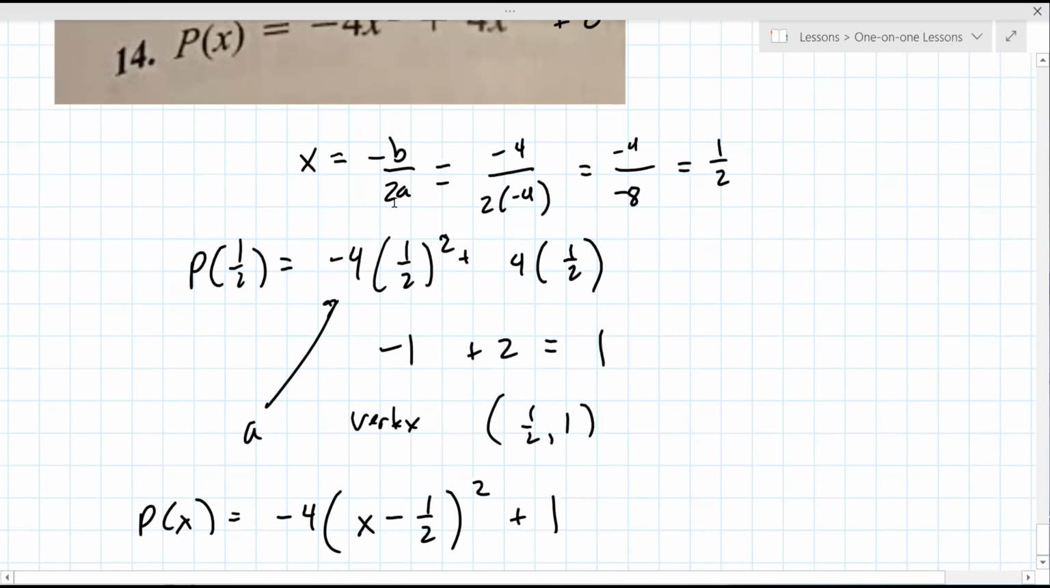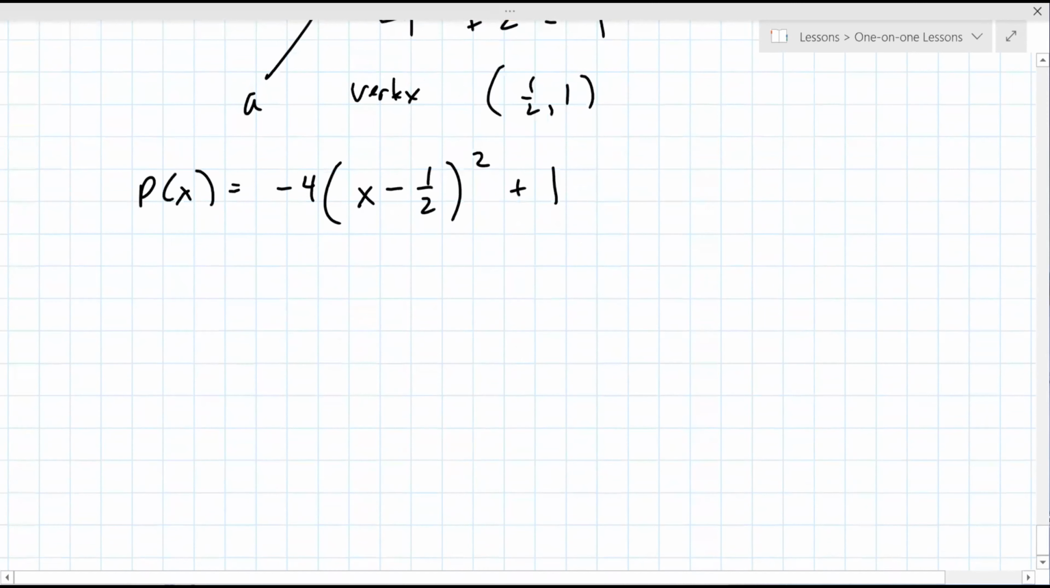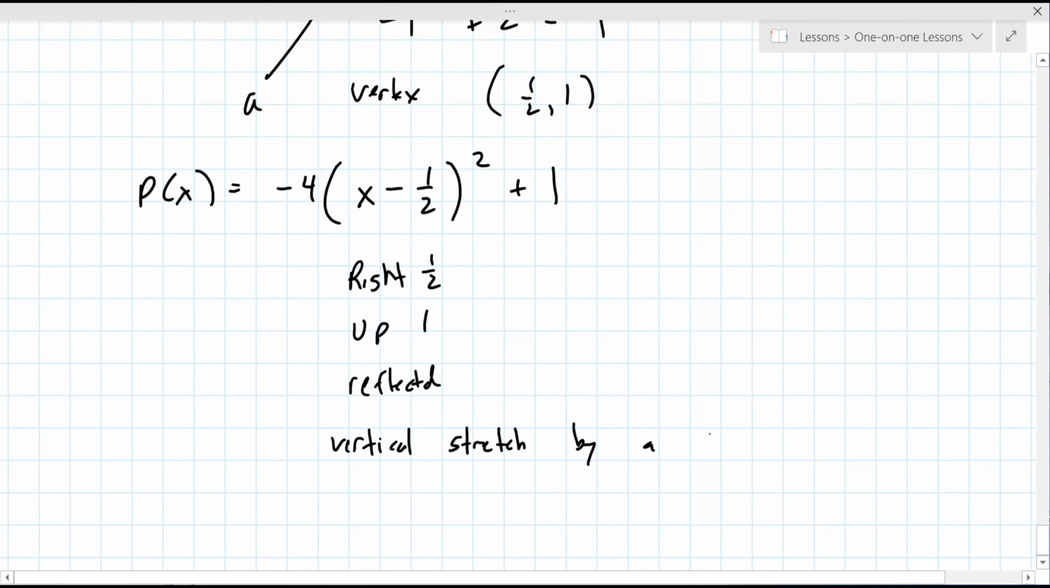What does the -4 look like when it opens downward? Is it wide, or does it make it thin? The word used would be narrower, because it's stretched vertically, like it pulls it down. So this is right 1/2, this is up 1, but it's reflected, and then they would call it a vertical stretch by a factor of 4.